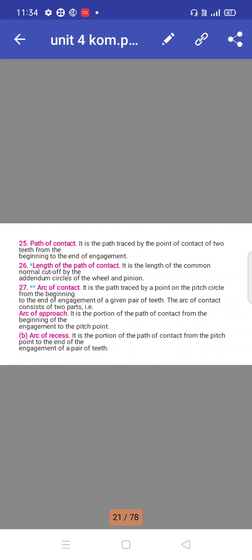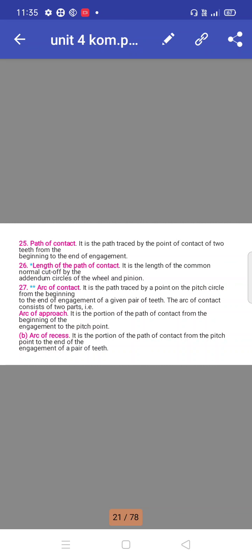Then path of contact. It is the path traced by the point of contact of two teeth from the beginning to the end of the engagement. Then length of the path of contact. It is the length of the common normal cut off by the addendum circles of the wheel and pinion.